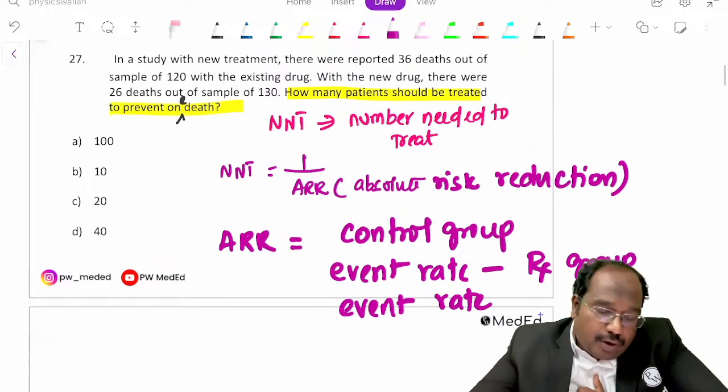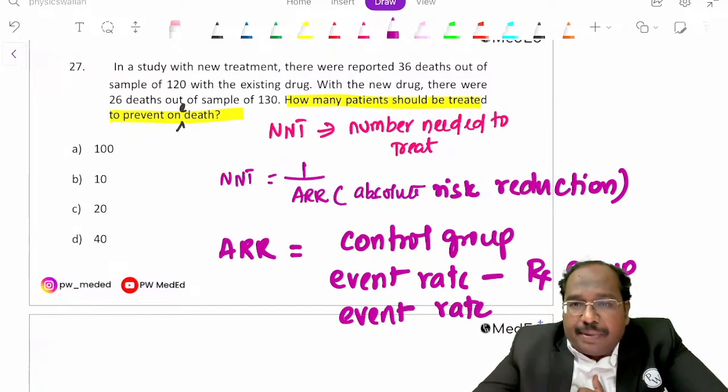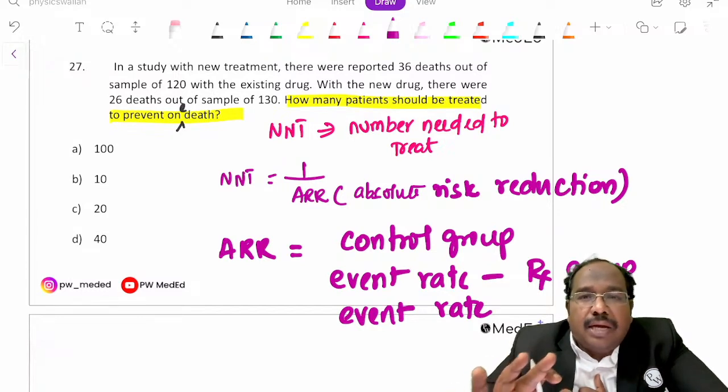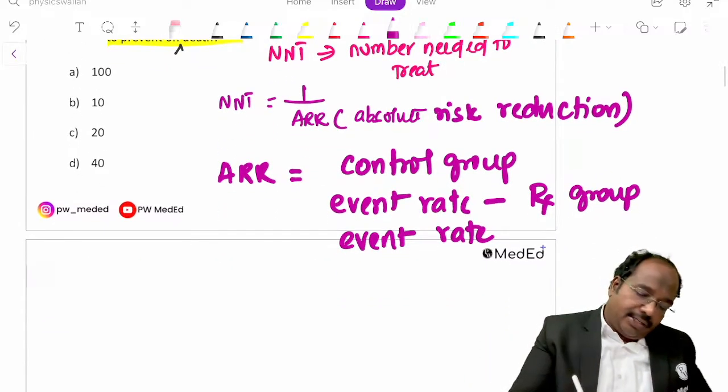Now we'll go to the question. For the existing drug, they treated 120 patients. Out of them, there were 36 deaths. And for the new drug, there were 130 patients and there were 26 deaths. Okay, fine. Now we'll do the calculation.